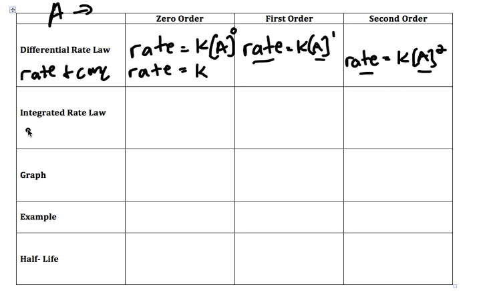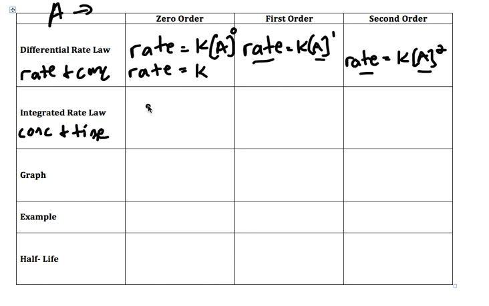As far as integrated rate law, for those of you in calc, some of this is going to make a little bit more sense. Now we're going to have concentration and time. We're going to integrate this. It's okay if you don't totally understand what that means, but essentially we're taking the change of things over time. That's what rate is, change over time. But we're going to end up by integrating it.